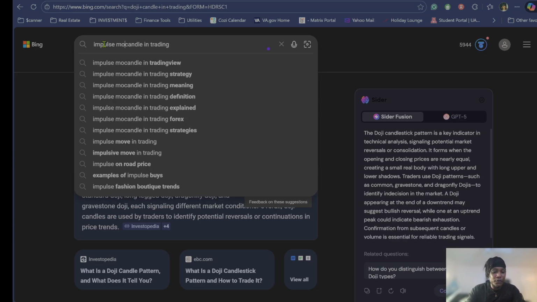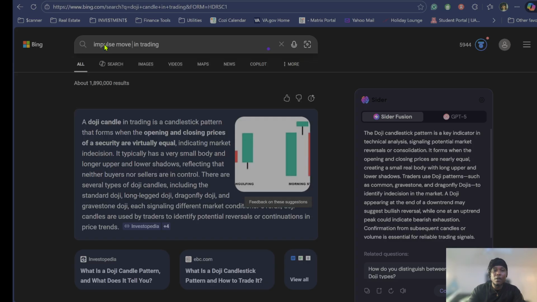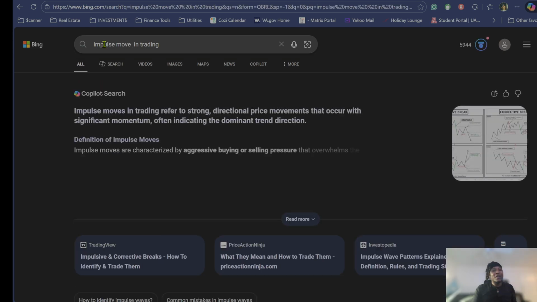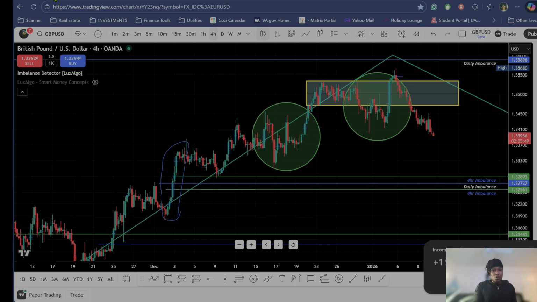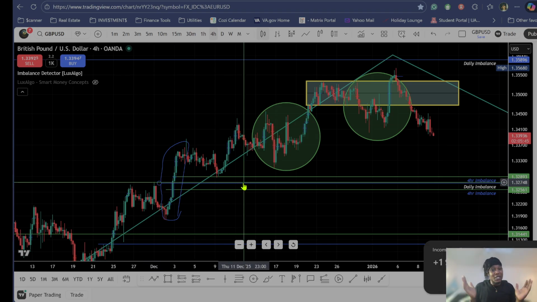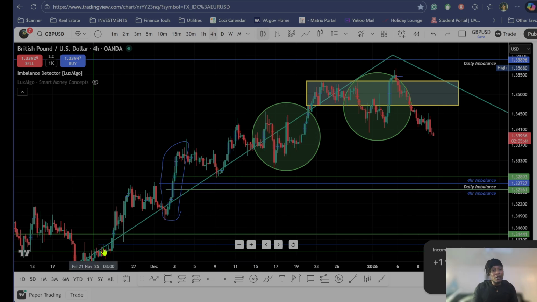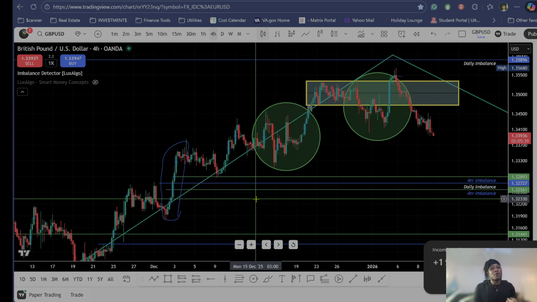Impulse move. All right, impulse move trading refers to a strong directional price movement that occurs with significant momentum. Would you agree that the buyers were significant? You don't see not one red candle over here. Buyers were very significant. Okay, so that's an impulse move.